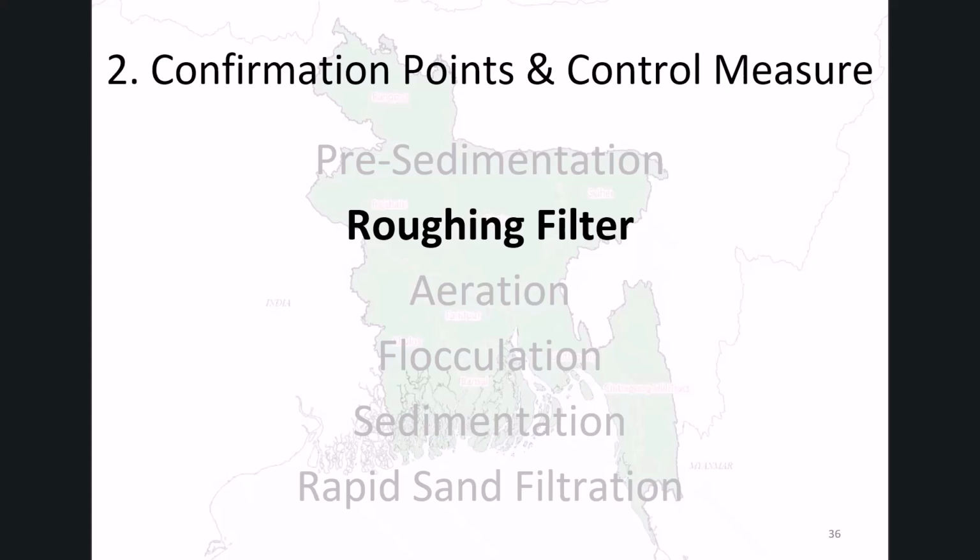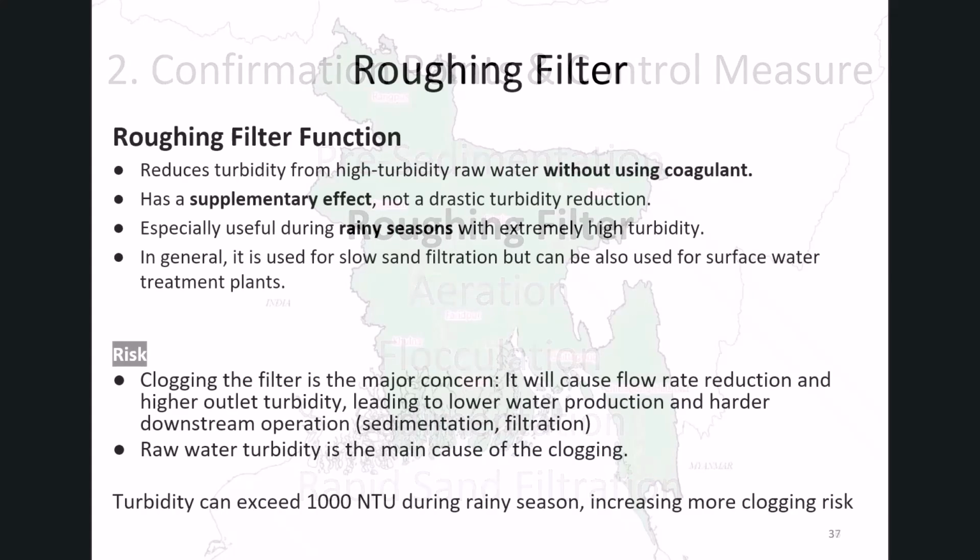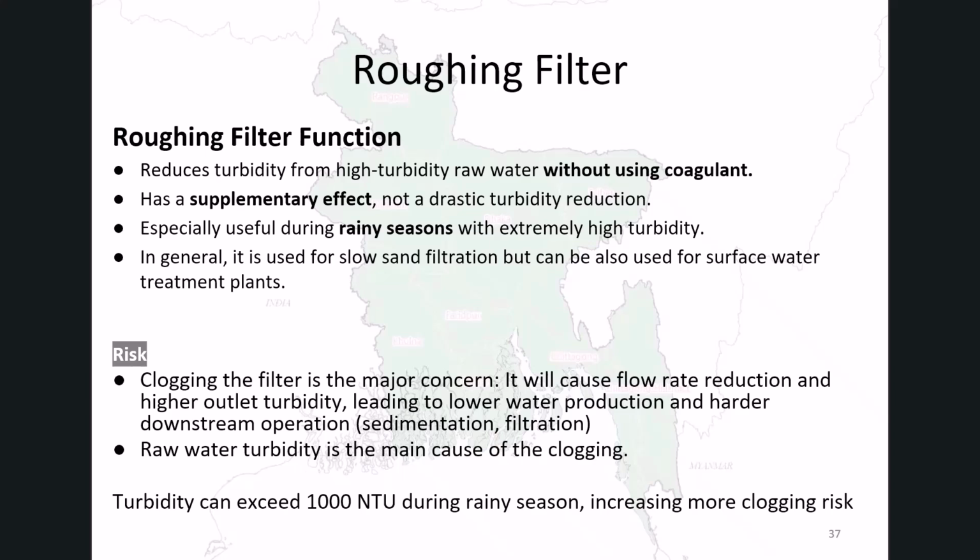The next unit is roughing filter. On this part, we focus on the role of the roughing filter. There are some functions. 1. Reduces turbidity from high turbidity raw water without using coagulant. 2. Has a supplementary effect, not a drastic turbidity reduction. 3. Especially useful during rainy seasons with extremely high turbidity. 4. In general, it is used for slow sand filtration but can also be used for surface water treatment plants.